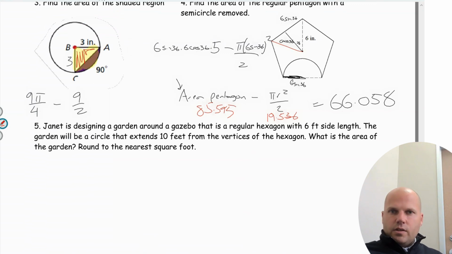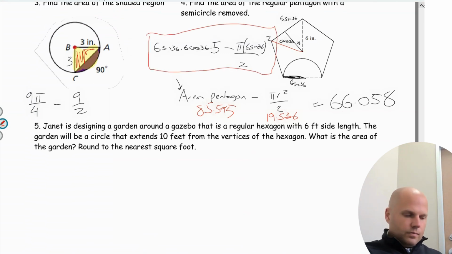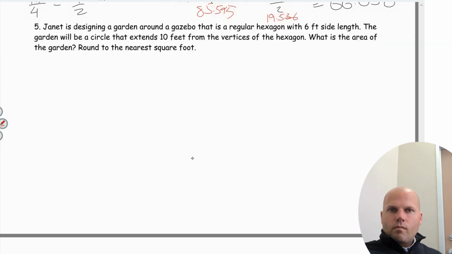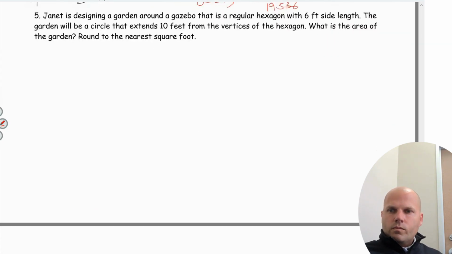I actually like this answer. If you left this answer on your test, for me, I'd be okay. Cool. Hexagons are the bestagons.